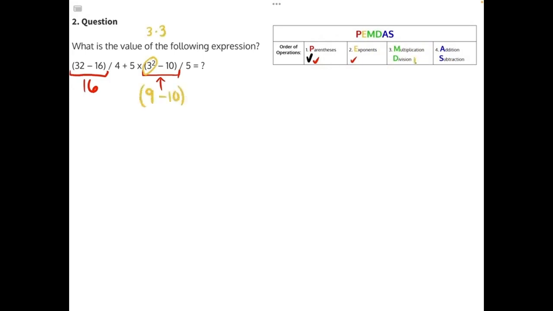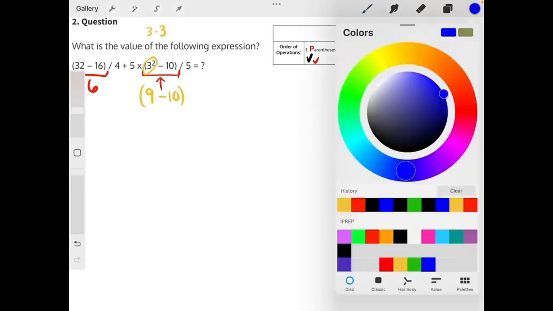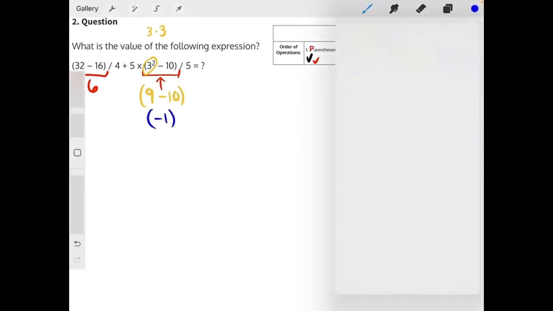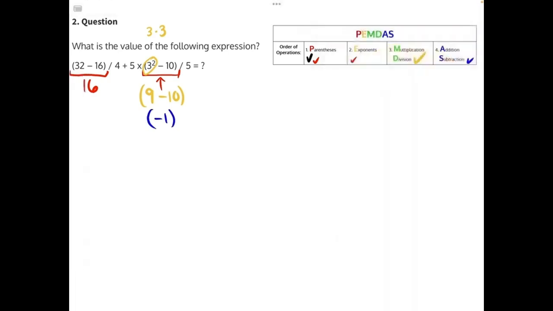There is no multiplication or division in these parentheses, but there is addition and subtraction, so that's our next thing to resolve. 9 minus 10 will give us a negative 1. Now, both sets of parentheses in this entire expression are resolved, so let's rewrite the expression and continue following PEMDAS. This first set of parentheses gave us 16. It was divided by 4 plus 5 times what was originally in this set of parentheses here, but is now just negative 1. And that is divided by 5.